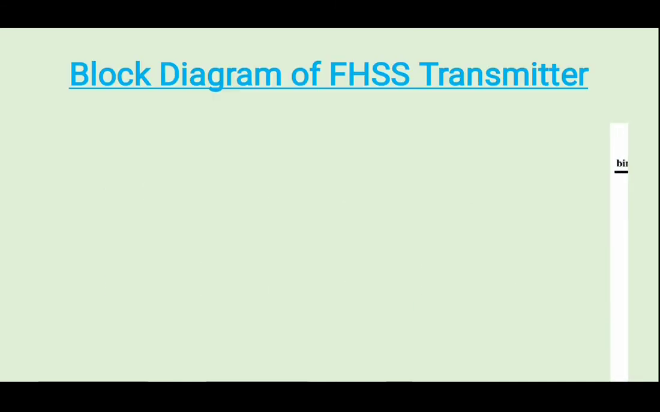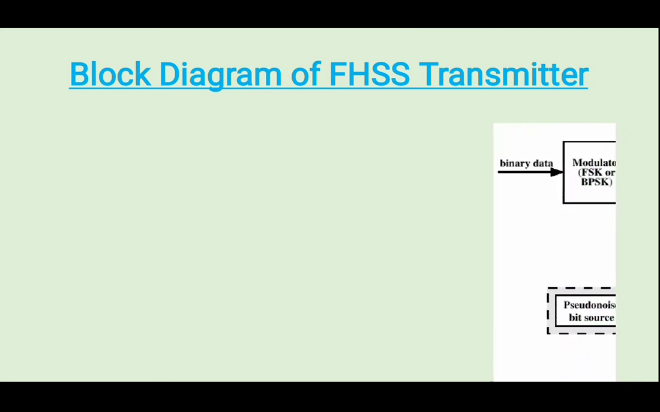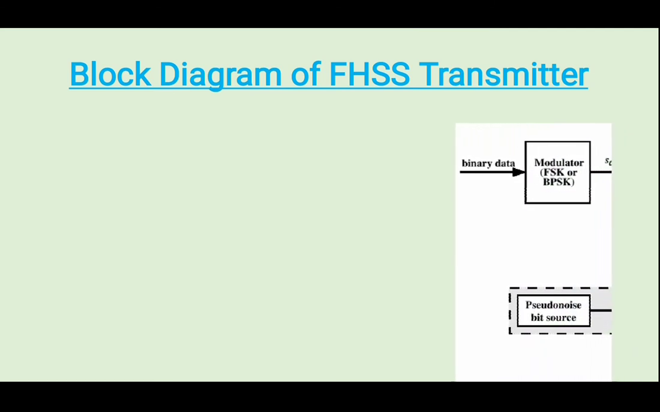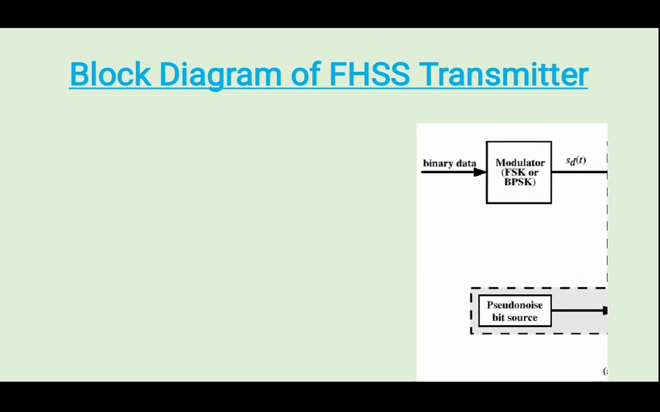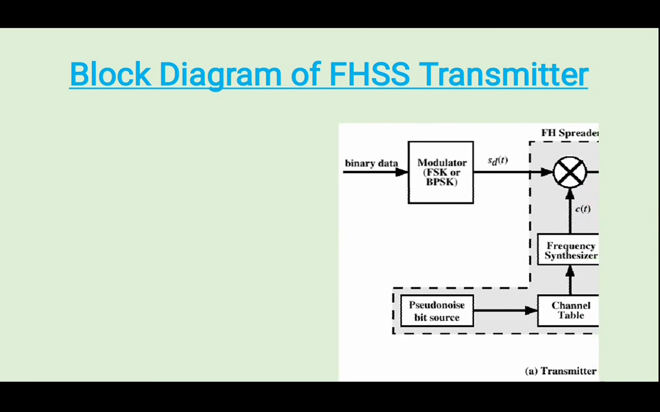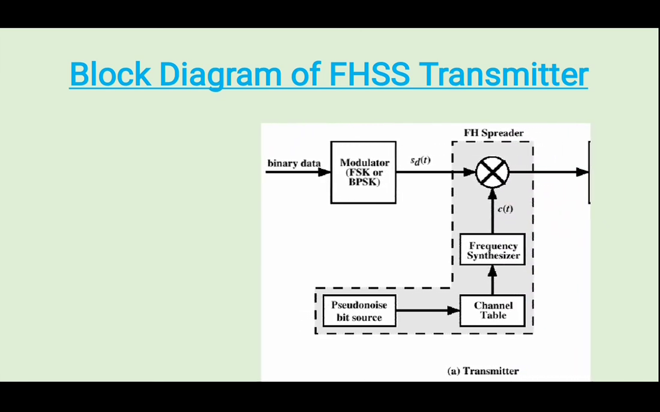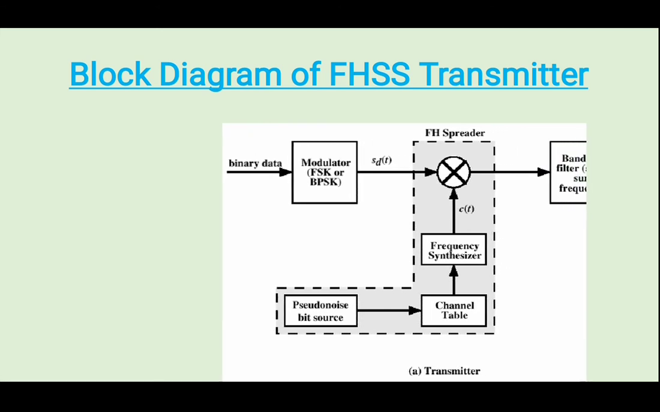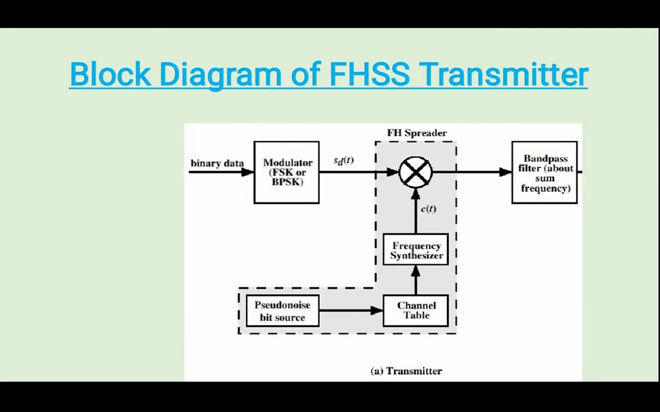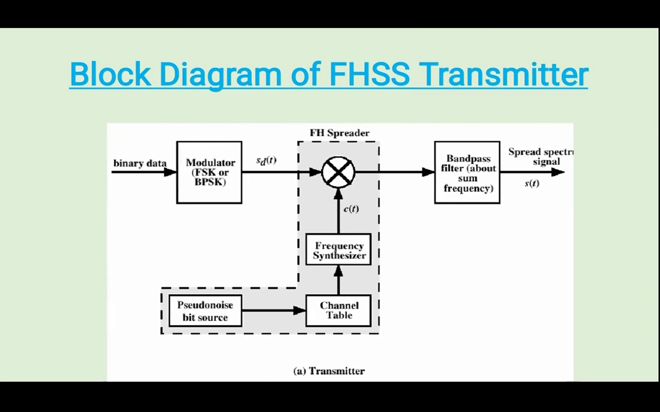The block diagram of frequency hopping. Here the binary data is given to the modulator. The product modulator has another input from the frequency synthesizer. The channel table is driven by a pseudo-random noise sequence, and all this together forms the frequency hopping spreader. The output is given to the bandpass filter, which gives an output of the spread spectrum signal.